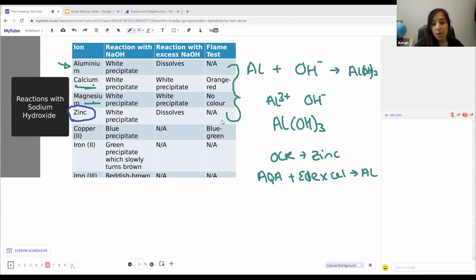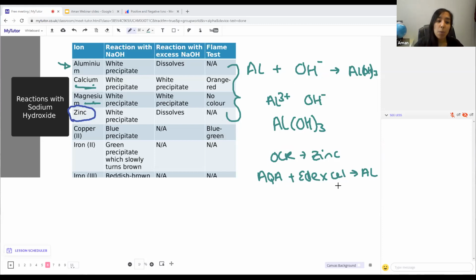Someone's asking, do Edexcel and AQA do most of the same topics? Yes, all of the exam boards do pretty much the same topics. Why is it only positive ions? Because these are the tests for positive ions. So metals will react with sodium hydroxide. The non-metal ions we will go through in a bit. No, so that is the correct way. So OCR need to know about zinc, AQA and Edexcel need to know about aluminium.